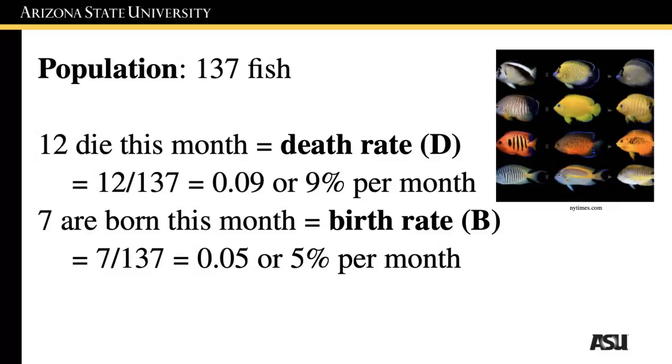If 12 die this month, what is the death rate? The death rate would be 12 fish that die out of 137, which is also equal to 0.09. So we could say 9% of the fish in the population died this month. If 7 fish are born this month, we would calculate the birth rate as 7 fish out of 137 in the population, which would be 0.05, or 5% of new fish were born this month.